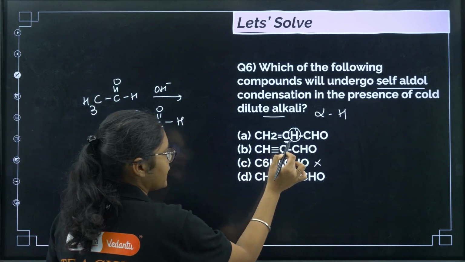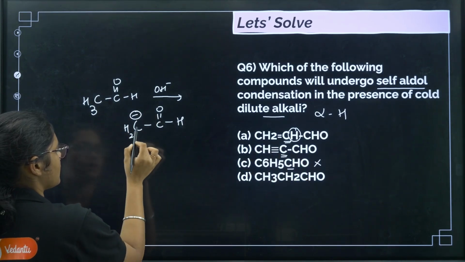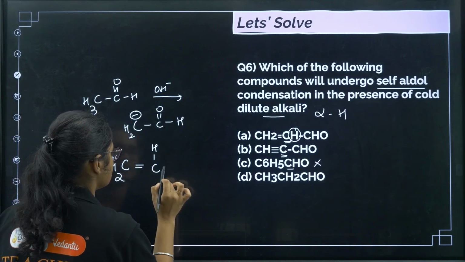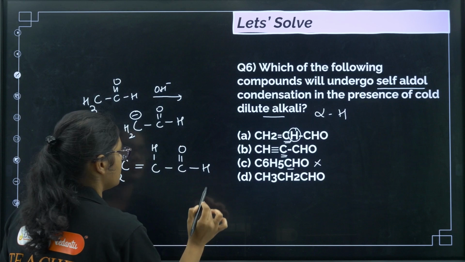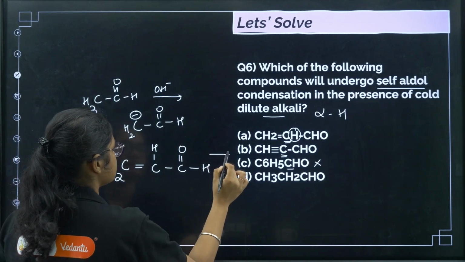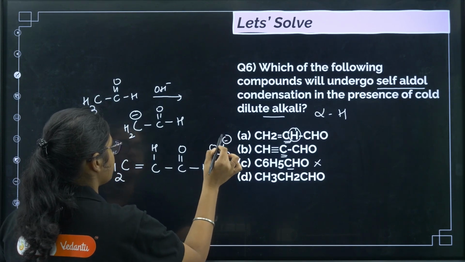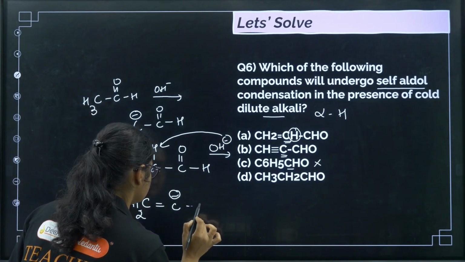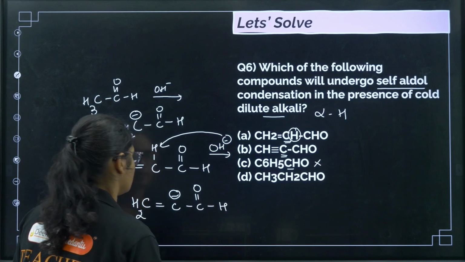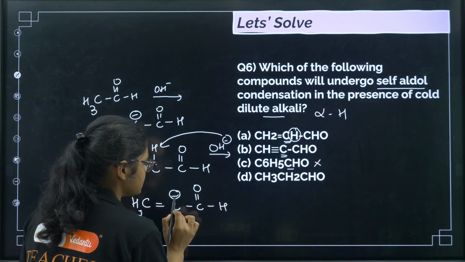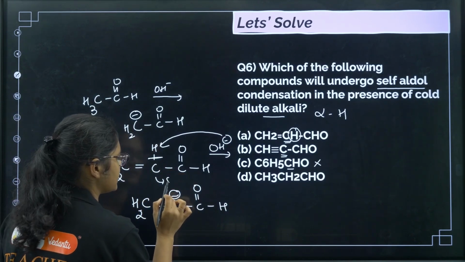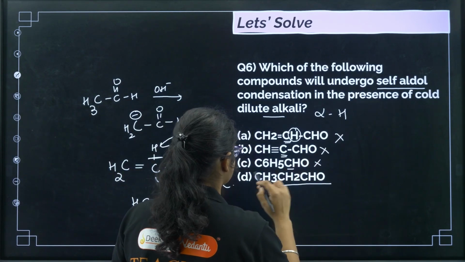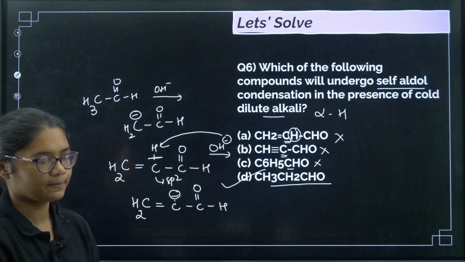But here, this H is attached to an sp2 carbon, so removing this H will be very difficult. In this question we have CH2=CH-CH=O. Here OH minus will abstract this H, so I will get CH2=C minus-CH=O. The removal is very difficult because it is an sp2 carbon, so this one will also not show it. The correct answer for this question will be option D.